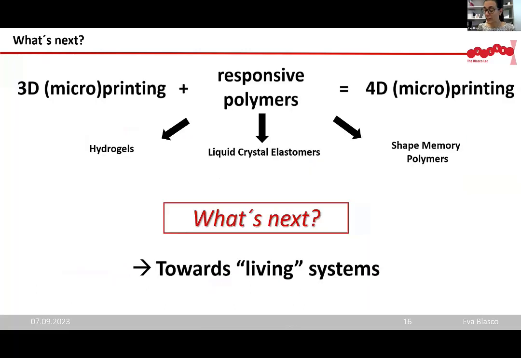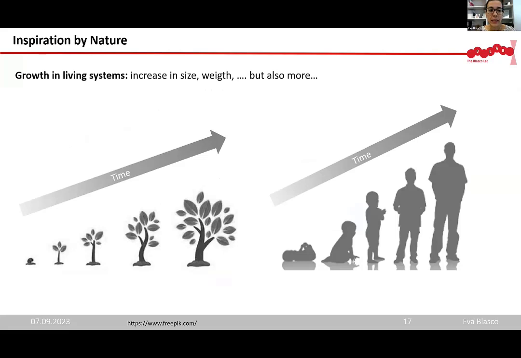Okay, so now I would like to use the last minutes to show you a recent example. After printing with the more, let's say, classical way of responsive polymers, liquid crystal elastomers and shape memory polymers, we thought, okay, what else can we do? Can we expand a bit the response? And again, taking inspiration from nature, you know, natural systems can grow. So a tree can grow, we can also grow, and we increase in size, in weight. Okay, there is one way that maybe we also get old, but we stop here. So the trend is always increasing in size and weight. So can we do that, or mimic that, by 3D printing?